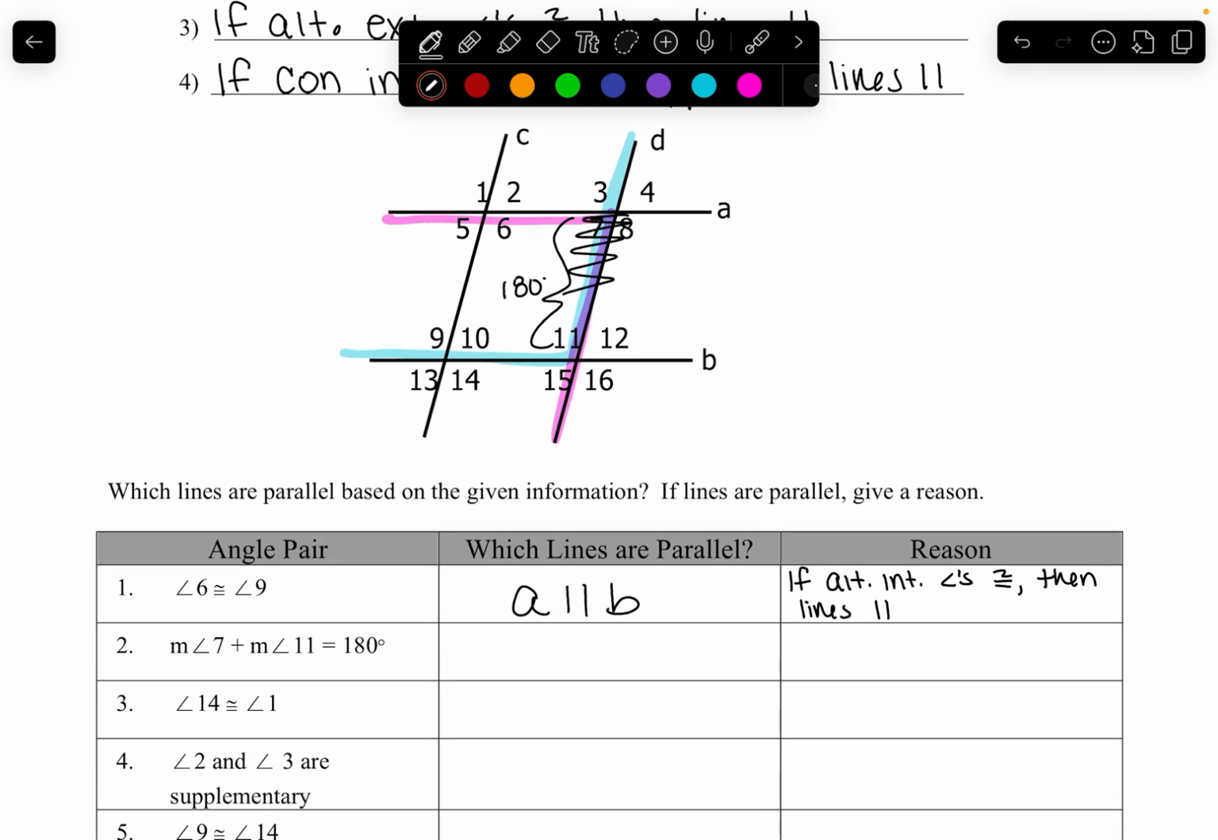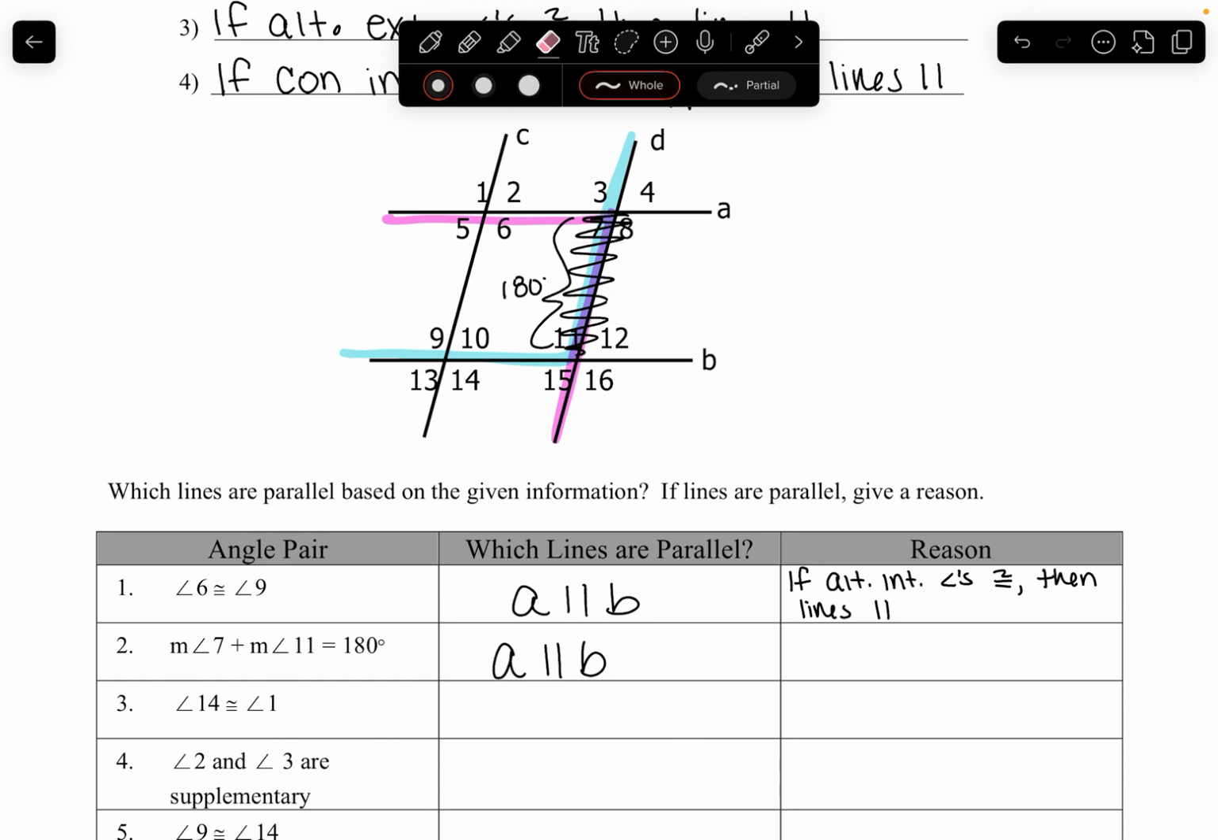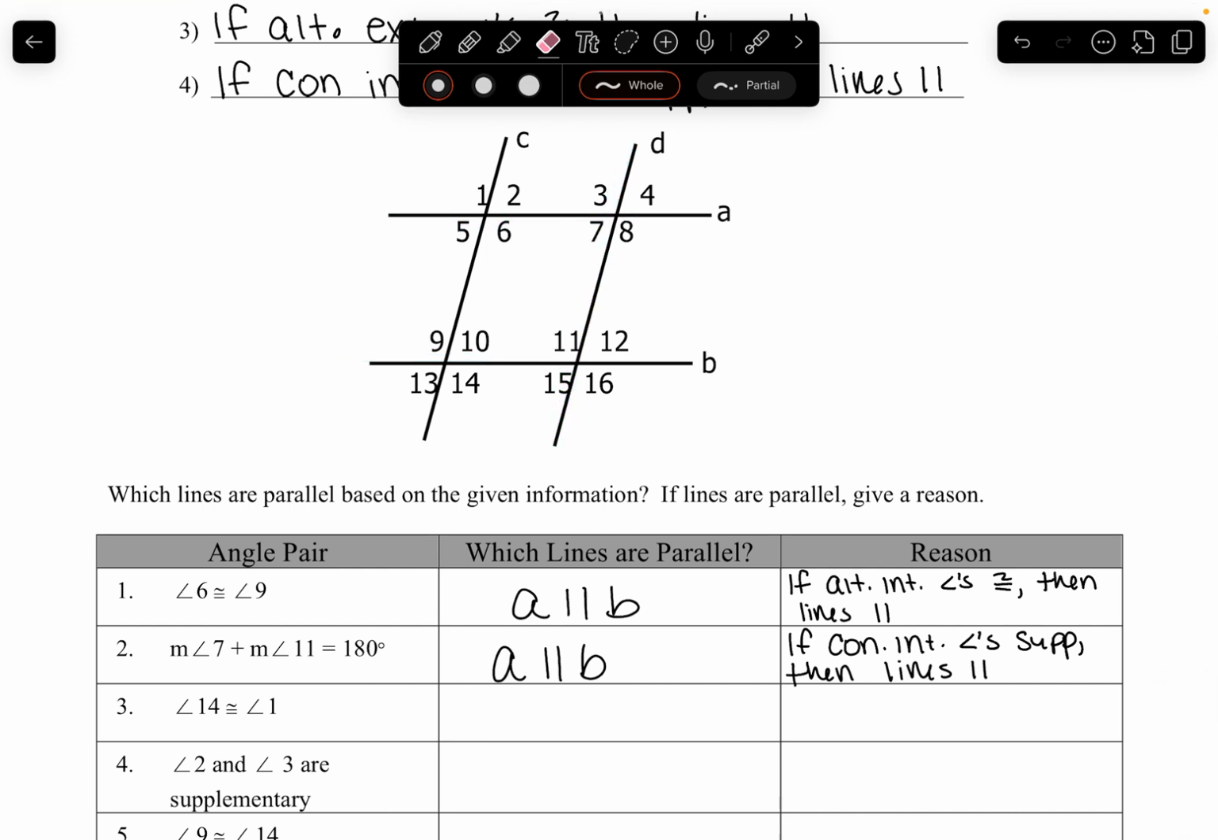So this line right here, line D, is their transversal because that is the line that the angles share. These are my other two highlighted lines. So we're going to say that line A is parallel to line B. And we've already talked about the fact that these are going to be consecutive. Are 7 and 11 interior or exterior? 7 and 11 appear to be interior. So we are going to say if consecutive interior angles are supplementary, then lines are parallel. And I'll move on to the next one.